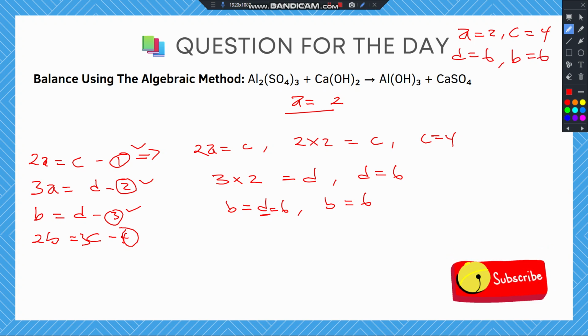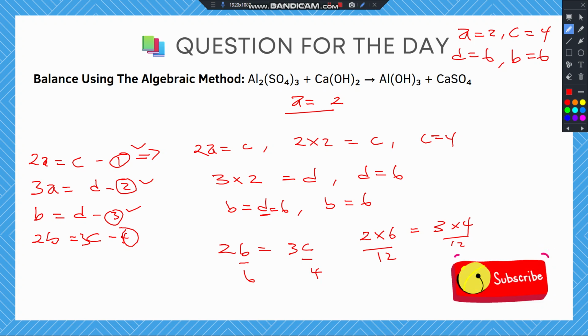And then finally, we have the last equation that says 2B is equal to 3C. B is equal to 6 and C is equal to 4. 2B now becomes 2 times 6, which is equal to 3C. C is equal to 4, so 3 times 4. 2 multiplied by 6 gives us 12. 3 multiplied by 4 gives us 12. So we have the values of all letters given to us.